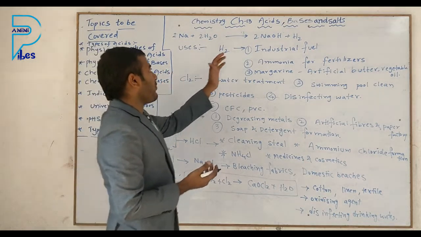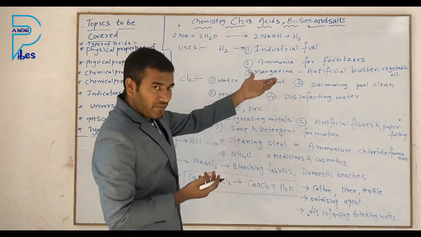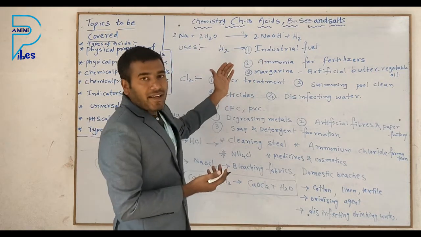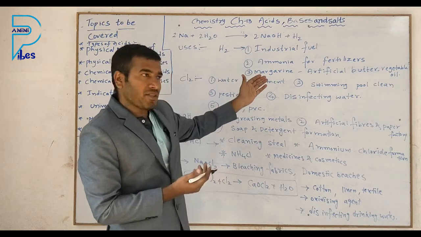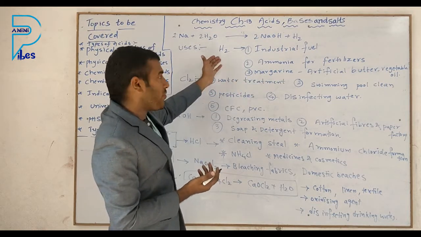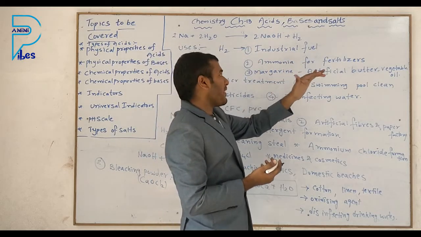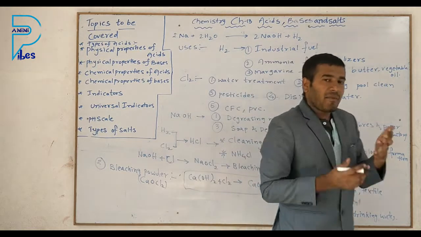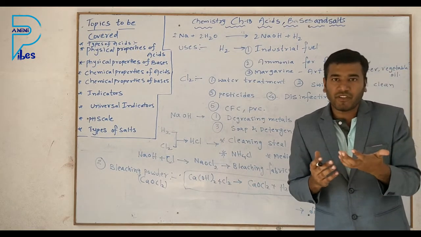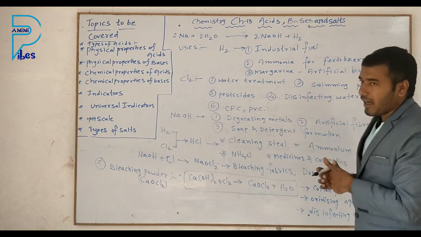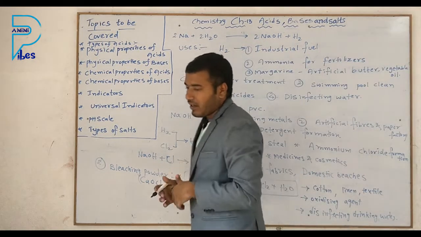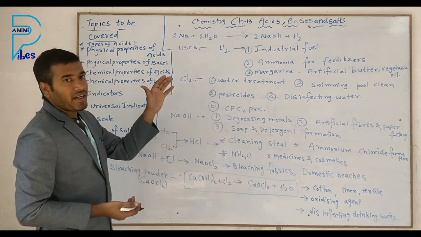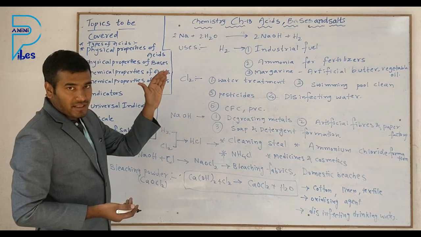The main use of hydrogen is as an industrial fuel. It burns very easily and releases a pop sound. We also use hydrogen in ammonia for fertilizers and in margarine. With margarine we prepare artificial butter and vegetable oils, like dalda. So for margarine, ammonia and industrial fuels, we mostly use hydrogen.